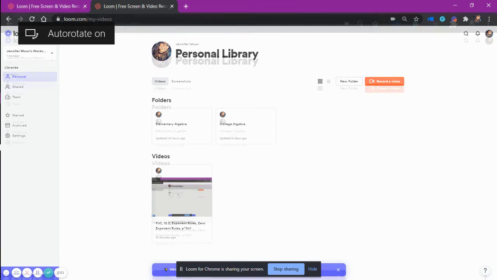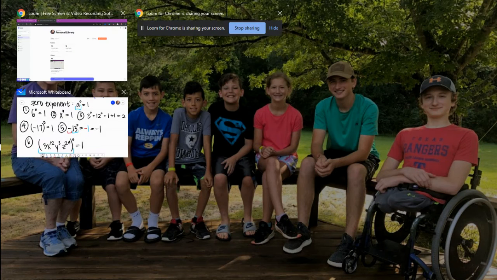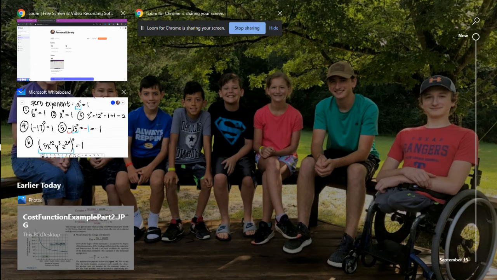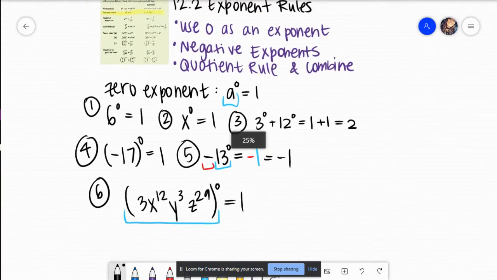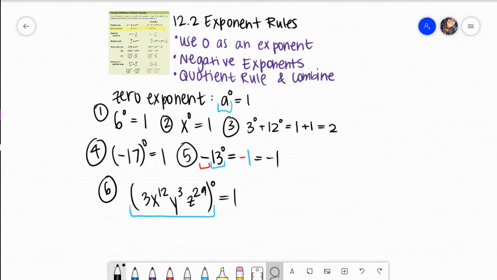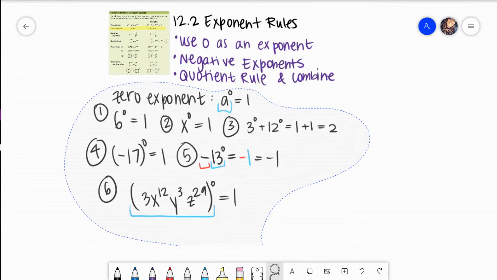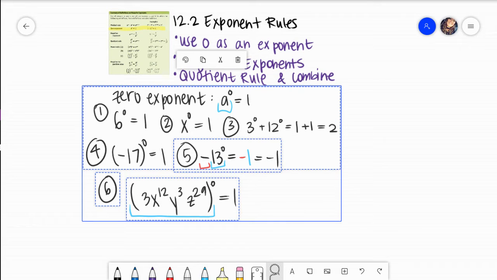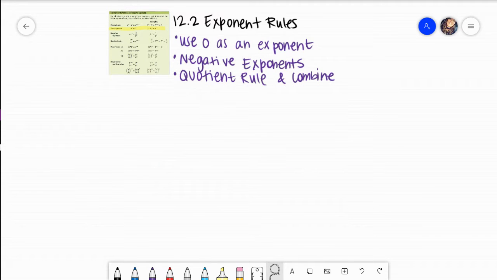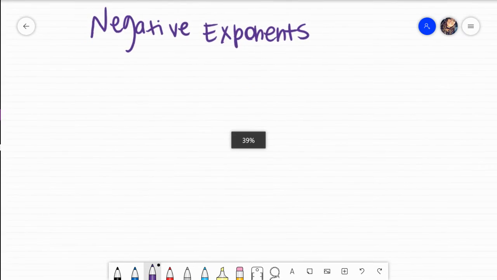We are still working on 12.2. What we're going to do now, if it'll open, here we go, hide, lasso, delete, lasso, copy, I don't think I got all of it, paste, oh, so close, negative exponents. Okay, let's do this.